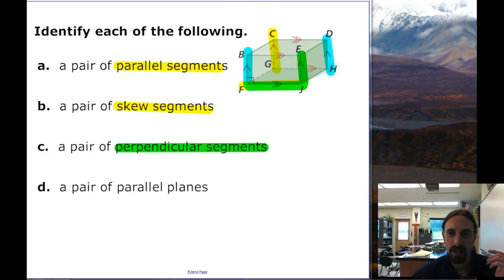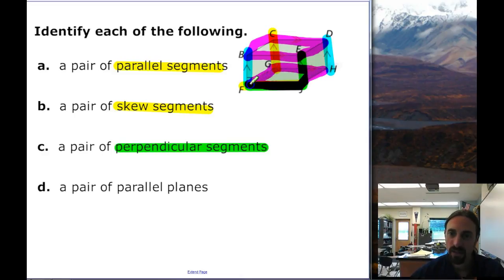Okay, we're back. Rachel was selecting a pair of parallel planes, and she said, hey, Mr. Rising, aren't the top and the bottom both parallel? And of course they are. So I would say plane B, is that E or F? E, D, C is parallel, and you need to go in the same order. F, J, H, G, back to F. And so those are my parallel planes.